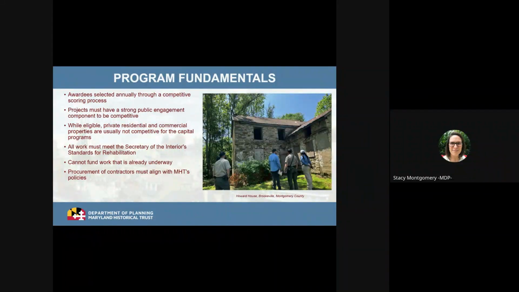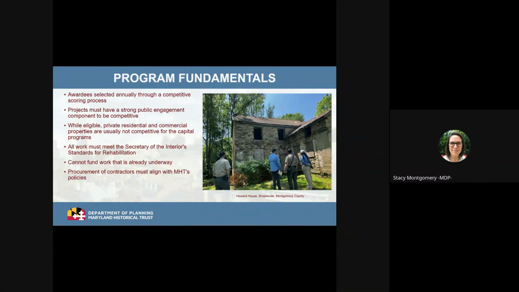Okay, so what are some of the fundamentals you should know about these programs? With a limited yearly allocation and a lot of interested applicants, these programs are highly competitive. Before applying for one of the programs, homeowners should consider the following. First, applications are scored by a review panel based on a rubric that favors the protection of a historic site and the broader public impact of the project. Therefore, all projects should have a strong public engagement component to be competitive. While eligible, private residential properties are generally not competitive for the capital programs unless they are of exceptional historic significance or have a substantial public benefit like established public programming.